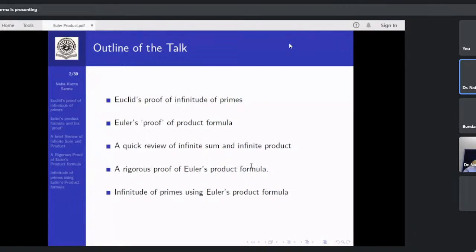After that, the famous mathematician Kronecker modified the statement and also gave a proof which fits modern rigor. To give a correct and modern formula, we have to know the ideas of infinite sum and infinite product. Then we'll give a rigorous proof of Euler's product formula. And finally, we'll use this formula to give a proof that the number of primes is infinite.